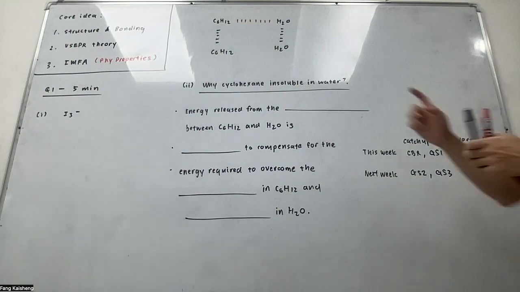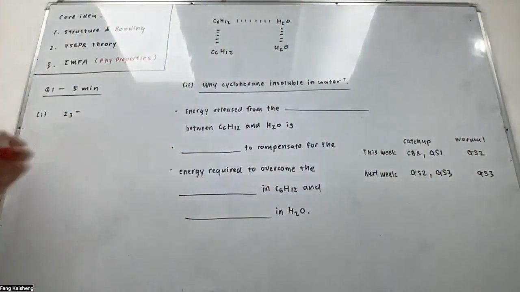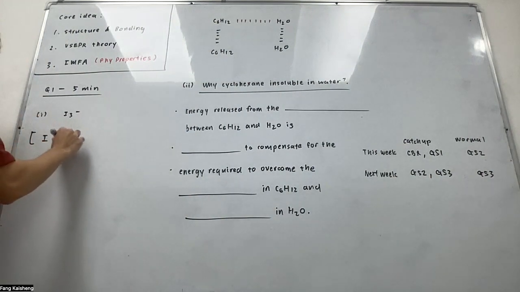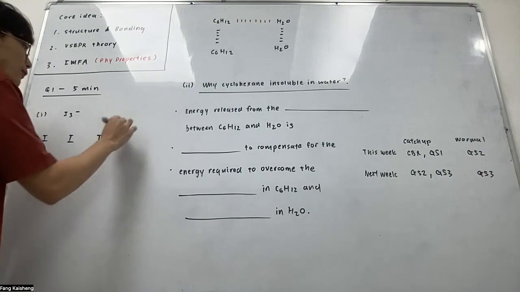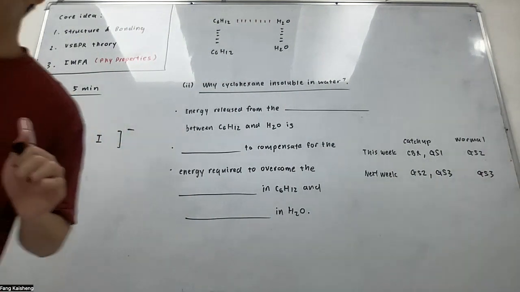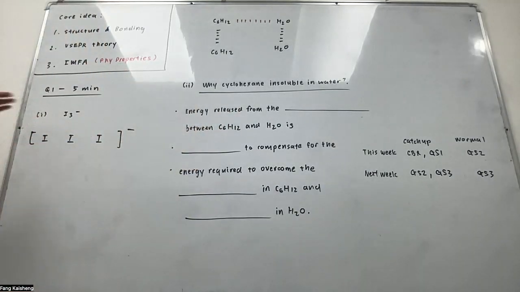I think these are very good questions. Okay, let's start with I3 minus. How do we draw I3 minus? Okay, so one thing is I need you all to include the bracket. Some of your answers, you all forget to include the bracket with negative charge. Then I realize you draw only one I. They're asking for I3 minus.